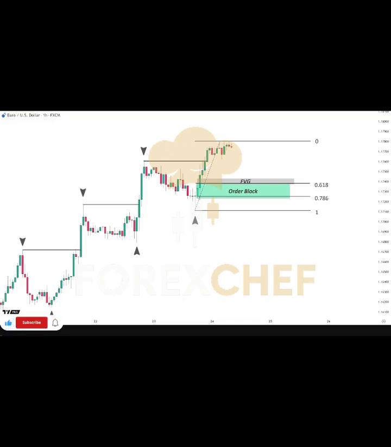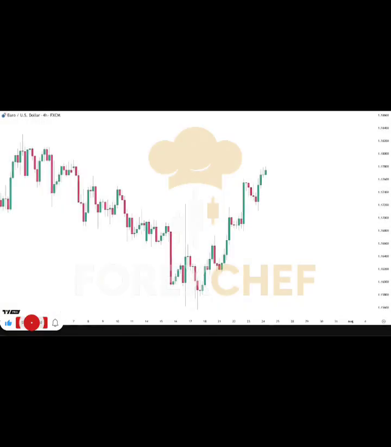All of this analysis suggests that we should wait for a pullback and look to go long once the price reaches our trading zone. Now let's check the higher time frame to see if our analysis aligns with the bigger picture. So let's switch to the 4-hour chart.